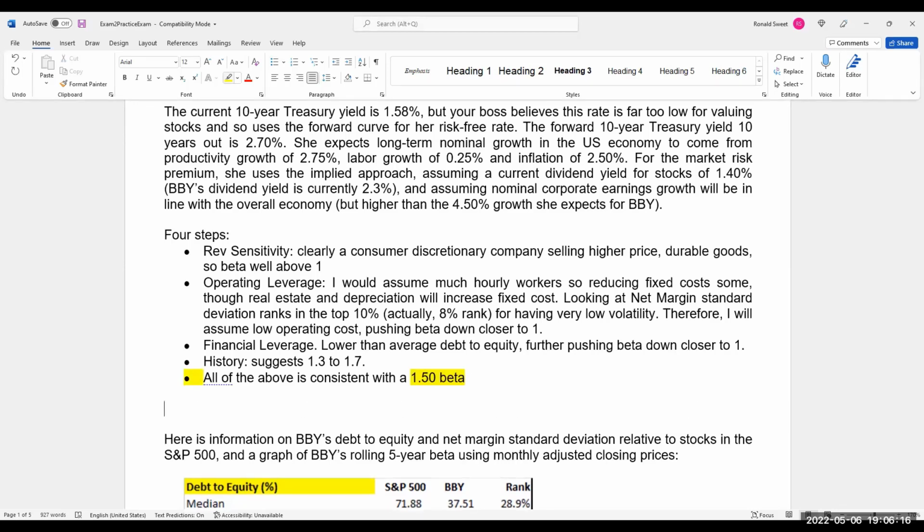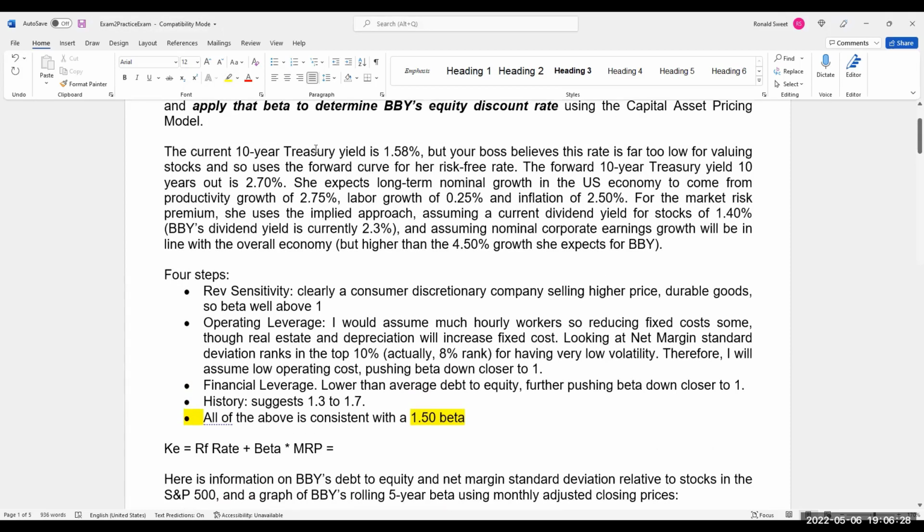And so the discount rate is the risk-free rate plus beta times the market risk premium. So risk-free rate, we just have to read it. The current 10-year treasury is 1.58, but your boss believes this rate is too low. That's unlikely to be the case on the exam, and so she uses the forward curve. It just tells you she uses the forward curve. The forward curve is 2.70. It makes it really simple. The risk-free rate is 2.70.